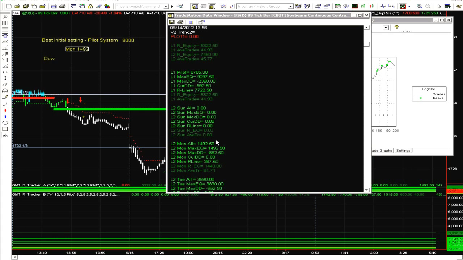So basically, the maximum drawdown is 882. The current drawdown is 0. So would we be trading Mondays? Average trade net profit of $84. Is Monday a good day to trade on the days of the week? Would you say? Is that a yes for us?